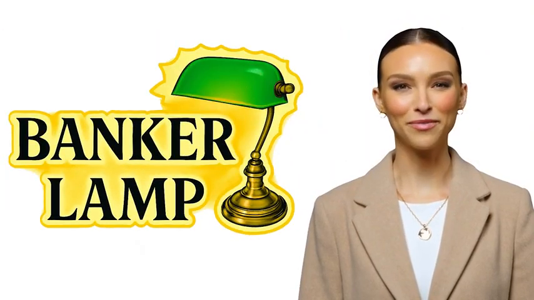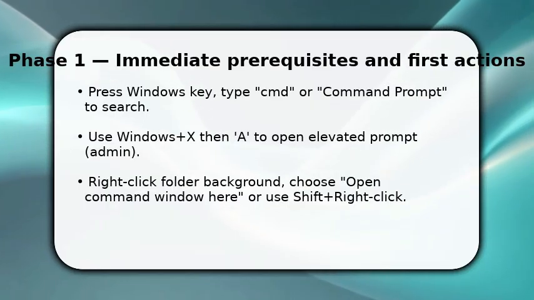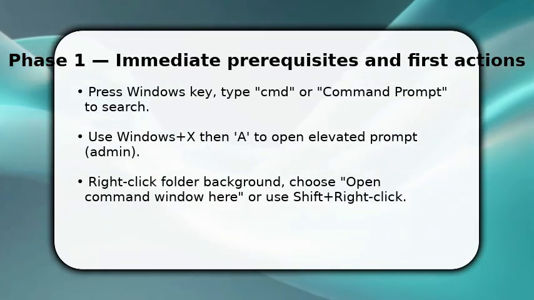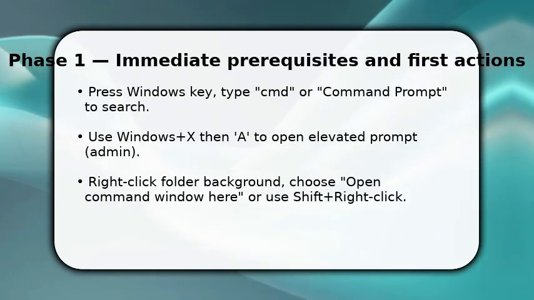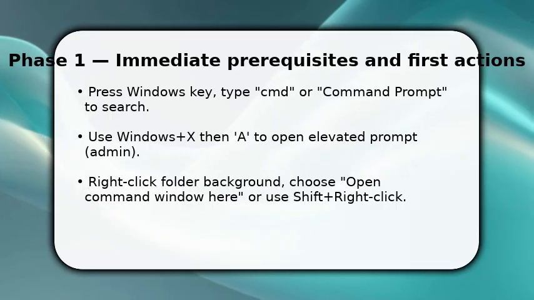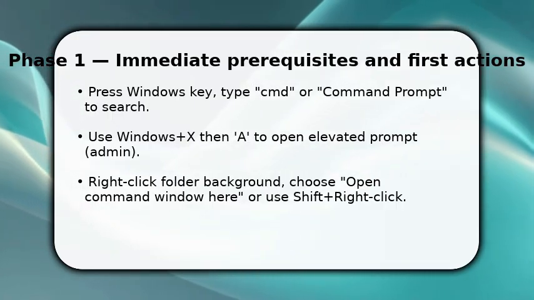Please enjoy the video. You start by launching the right prompt for your task. This determines permissions and file context. Press the Windows key, type CMD, and hit Enter for a normal session, or use Windows plus X to open an elevated prompt when you need admin rights.